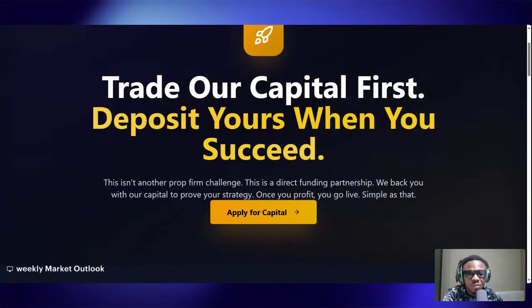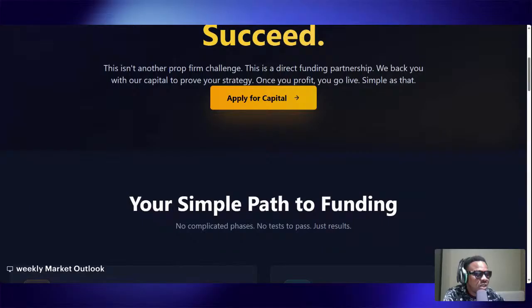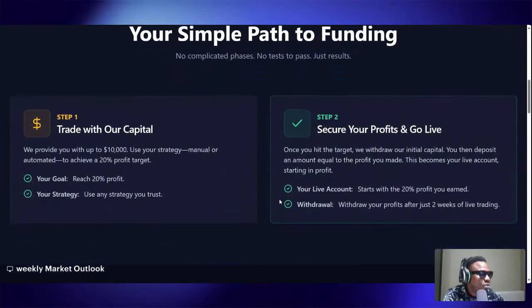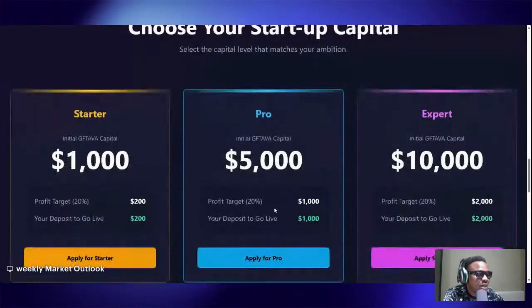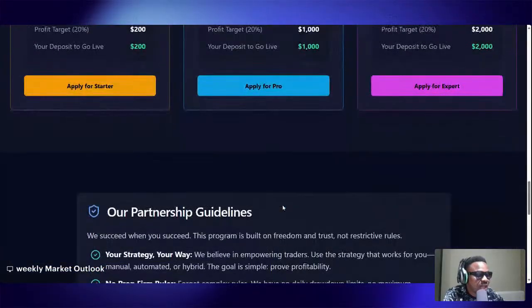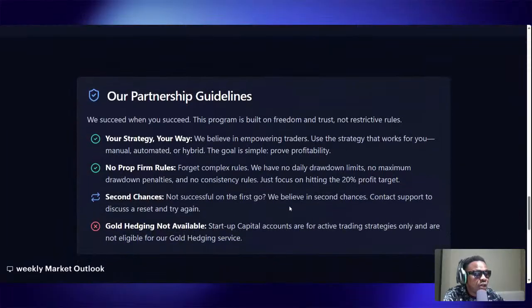GFT Ava has a similar product as well. They say trade our own capital first, and deposit yours when you have succeeded. So for some of you that are not even sure of your strategy, you can use another company's capital to test your strategy and see how effective it is going to be. Then when you have succeeded, you can decide to continue. It's similar to the product I just told you about, but this is more clear about the company and how they run it.